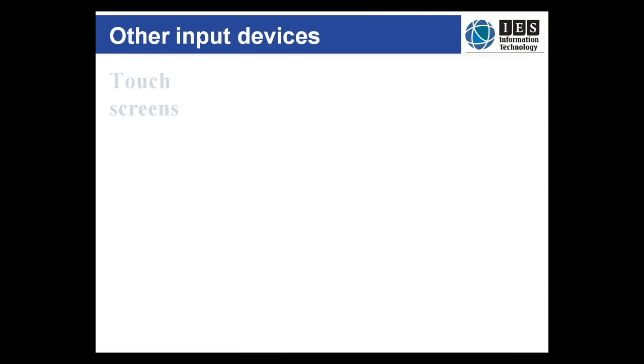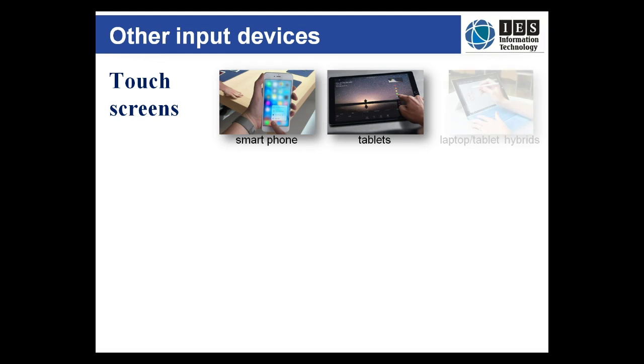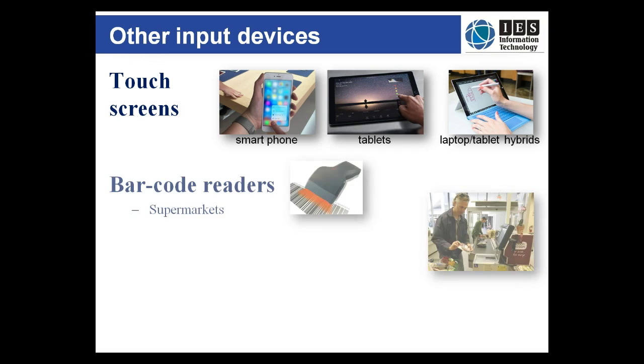Other input devices include touchscreens on smartphones, tablets, and laptop-tablet hybrid machines. These screens by definition are also output devices, and so they blur the simple von Neumann architecture mentioned in the first video of the series. Barcode readers are used in most retail environments, but especially in supermarkets. Other codes, like QR codes, can also be read using similar devices.